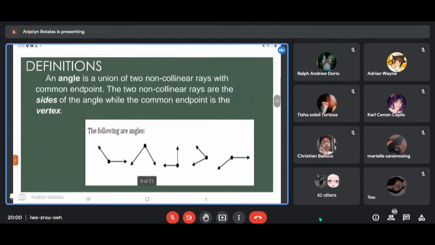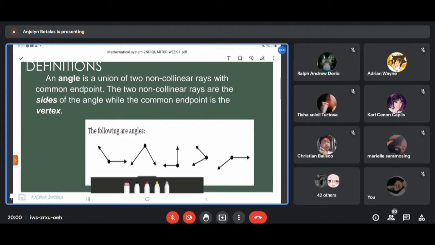So now let's go back to angle, a union of two non-collinear rays. When you see non-collinear, they do not lie on the same line, with a common endpoint. So it is at the common endpoint. The endpoint comes first.